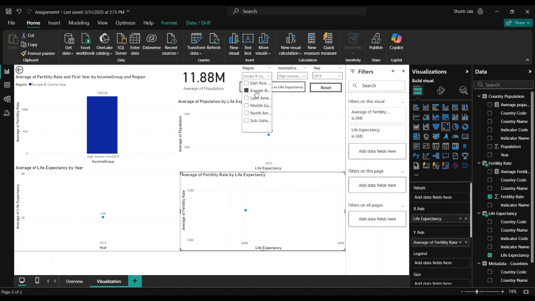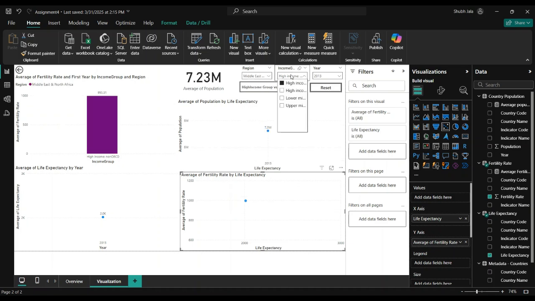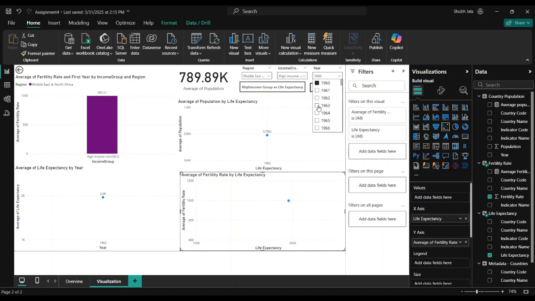It can be changed through the drop down menu, and there is the income group classification over here, from which we can choose upper middle, lower middle income, high income, and high income non OECD. And here the year drop down menu is there, from which we can change the year sections. From 1960 we can change it up to 2013.